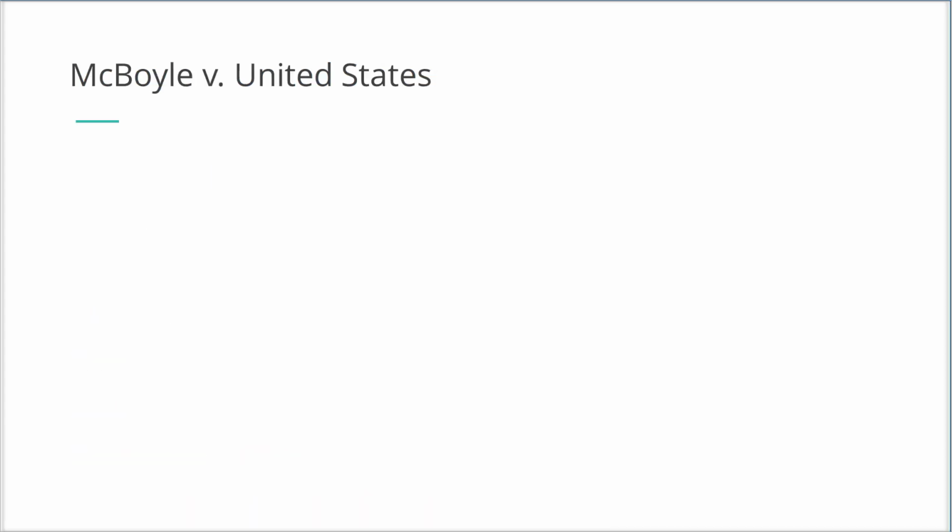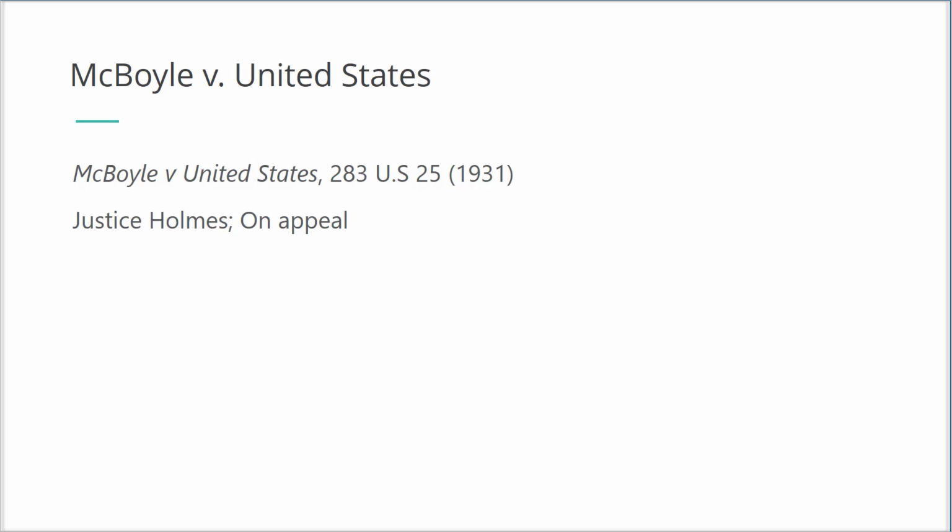Let's look at an example of a case brief. The title of the case, that is, the parties or the caption, is McBoyle versus United States. The citation is 283 U.S. 25, 1931. This indicates that it was decided by the Supreme Court because U.S. refers to the United States Reports, which contain the official reports for U.S. Supreme Court decisions. The author of the opinion is Justice Holmes, and the procedural history on appeal indicates that this case has previously been decided by a lower court or lower courts.